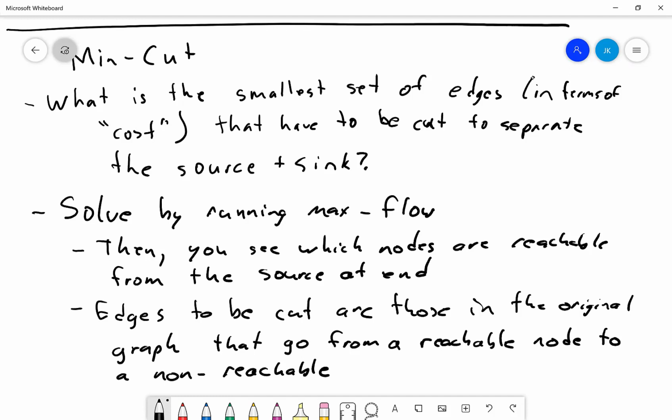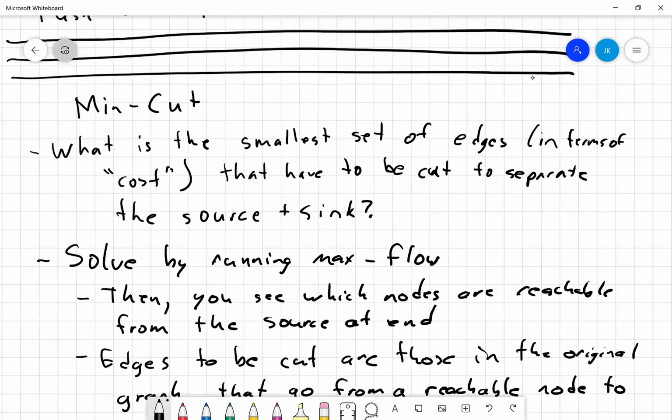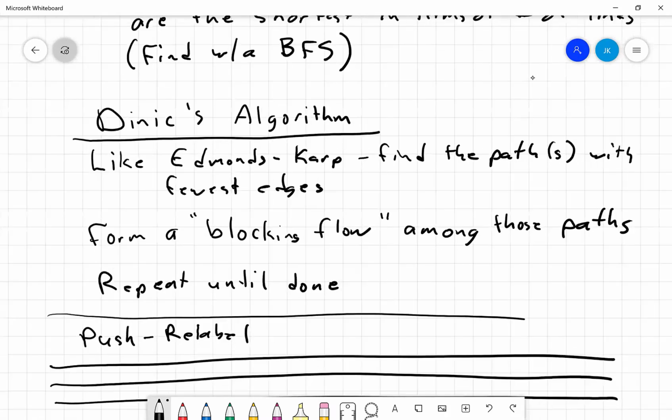Okay, so let me illustrate what this means. We're going to first run max flow. So I'll go back to the graph that I showed you before. We'll run max flow on it, and then we're going to see which nodes can we reach in the final graph from the source. So at the end, when we're all done, which ones are reachable. And then the edges that we want to cut are ones that go from those reachable nodes to unreachable nodes.